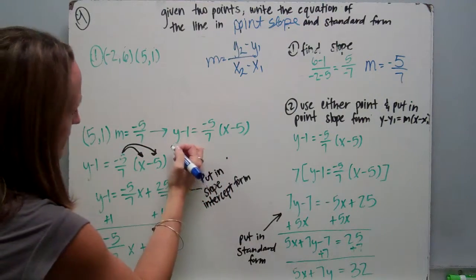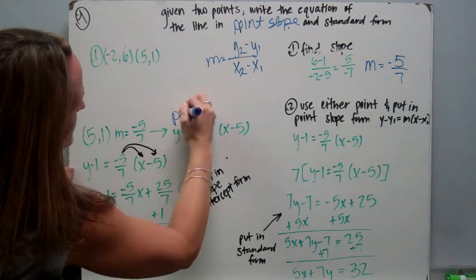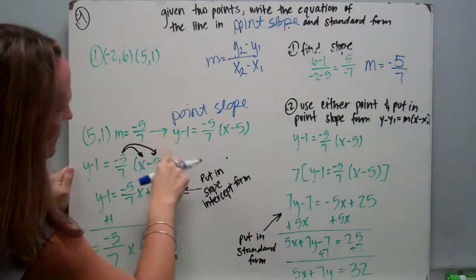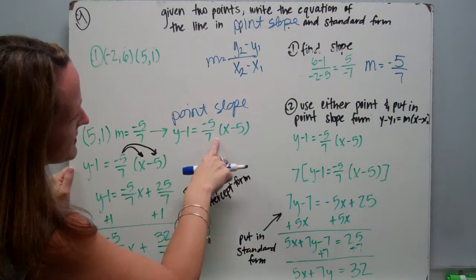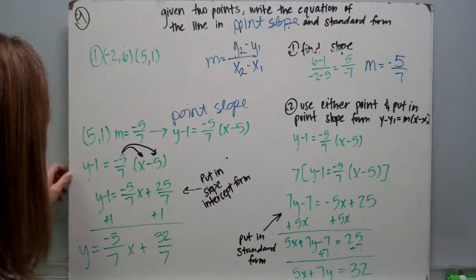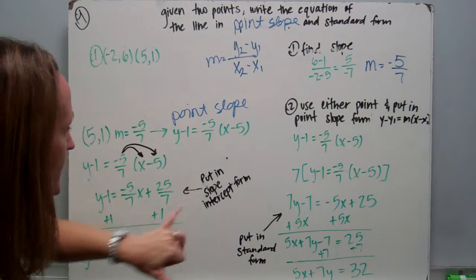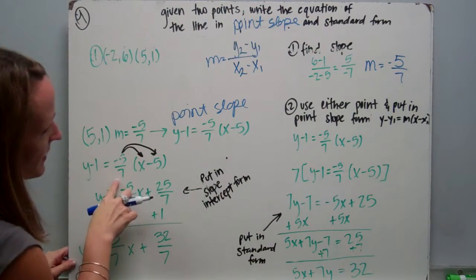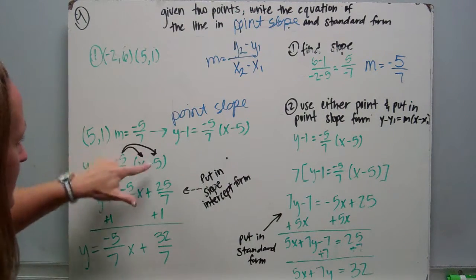it's going to end up being y, oh whoops, this is point slope, and then we end up in slope intercept. y minus y1 equals negative 5/7 times x minus 5. Now, we can change this into slope-intercept form by distributing the negative 5/7 times everything in the parentheses.